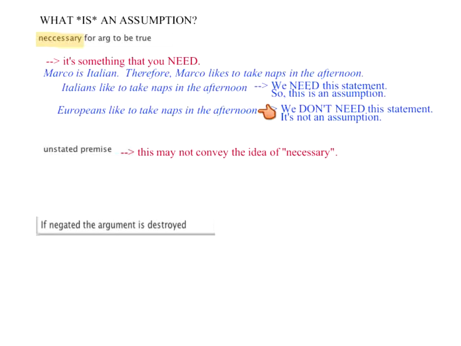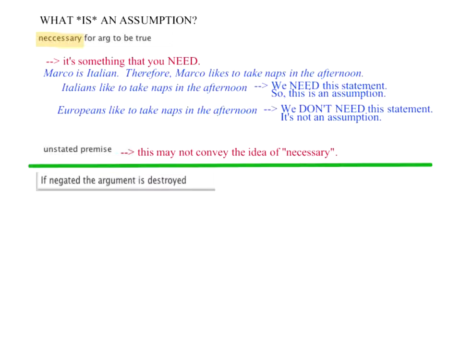Any questions about this, please type them in the box. Otherwise, that's what an assumption is. If you want to think about it as a definition, you've got a definition: if negated, the argument is destroyed. So this is true because this is what necessary means. If you had to give a definition of necessary, this is probably what you would give, right?